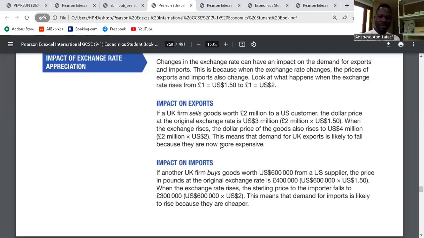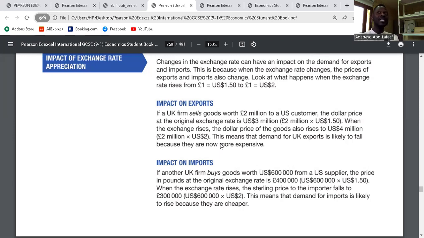Did you get it? Yes. Because more of the foreign currency is needed to buy less of the local currency. So that means more foreign currency is needed to buy less of the local products, which is represented as exports. Do you get it? Yes. So the price of exports will rise. It becomes expensive. Therefore, a country that has an appreciation in its currency will be less competitive, so exports would reduce.